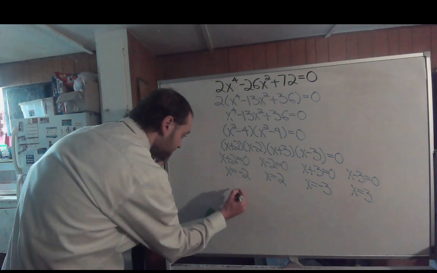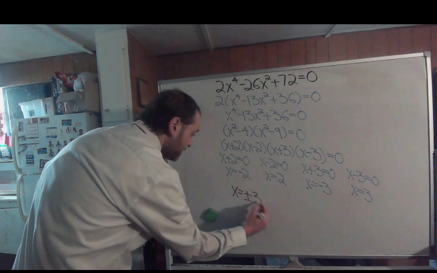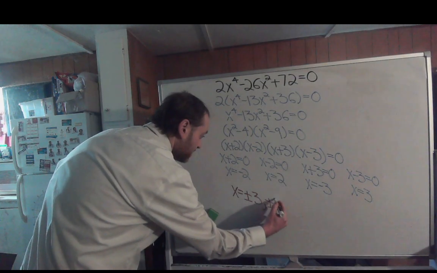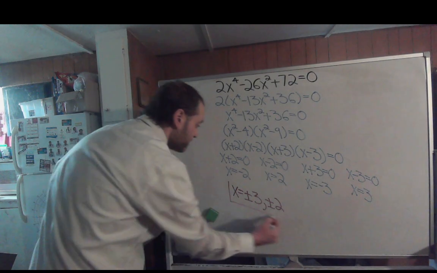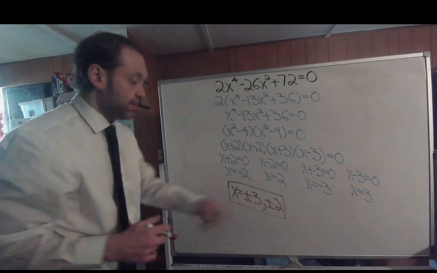So x is going to equal plus and minus 3, as well as plus and minus 2. So those are your 4 real solutions. X equals plus and minus 3 and plus and minus 2.